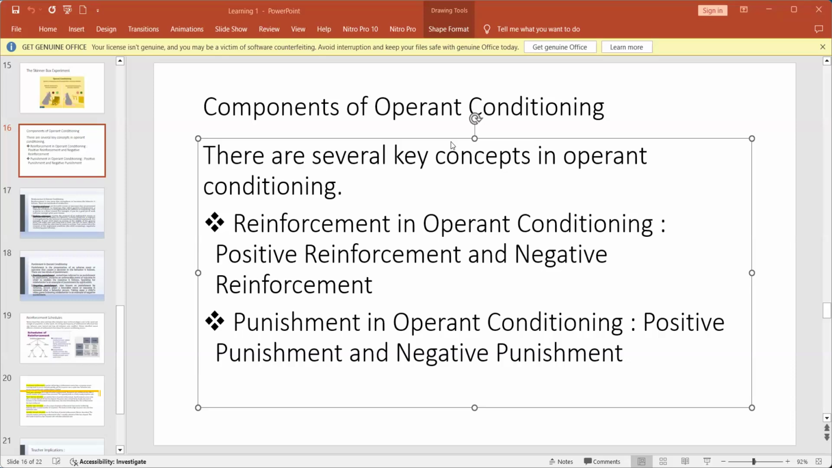Then we go to the next component. Schedules of reinforcement, for the purpose of using rewards and punishments effectively to promote learning. Okay. So we go to the next slide and look at schedules of reinforcement.